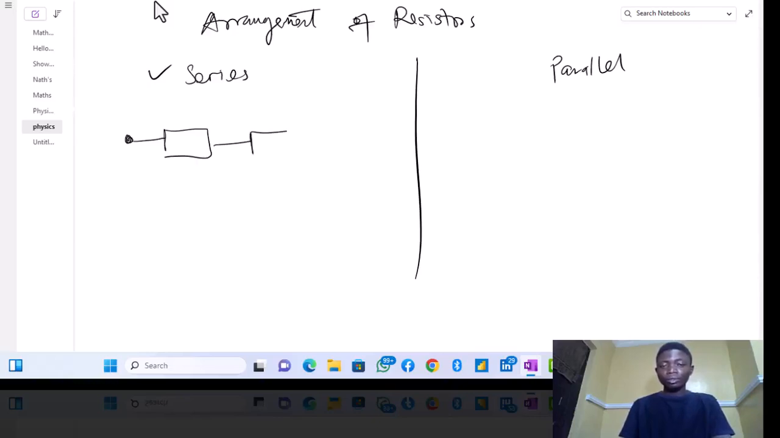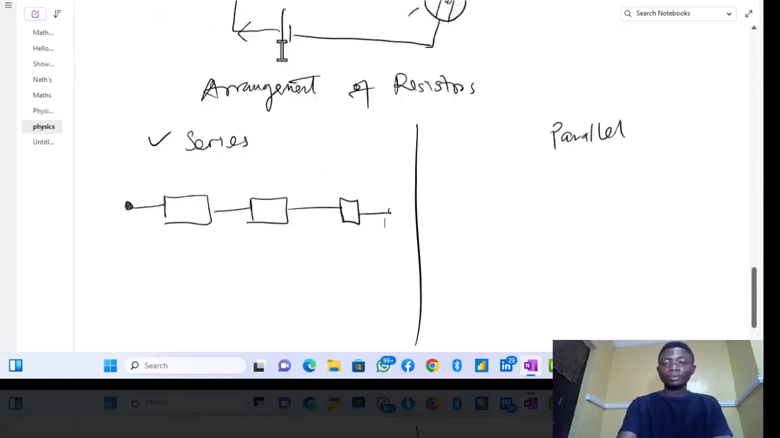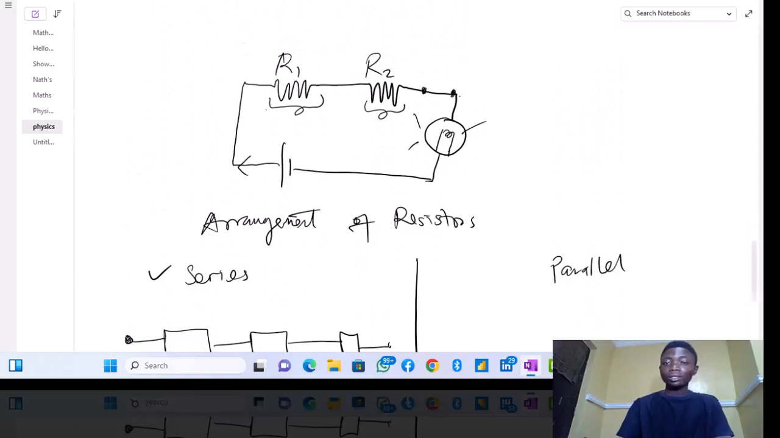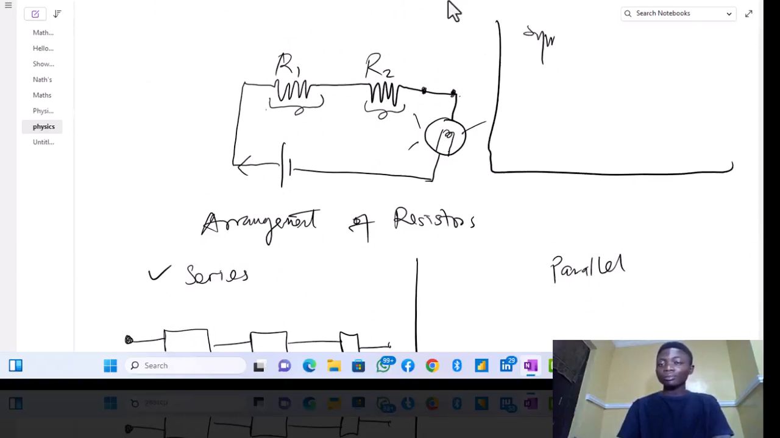I forgot to mention something earlier on. I'll mention that now. Let me create a space beside this. There are two symbols for resistor. The symbols for resistor. There are two symbols: you have this, or you have this.